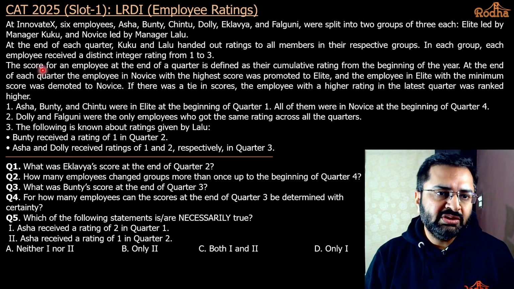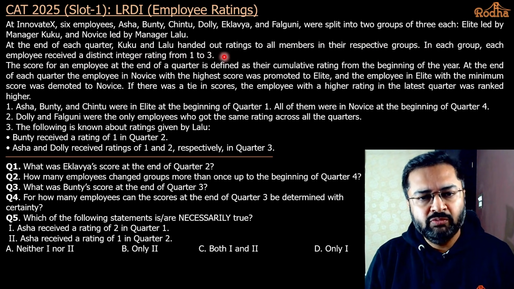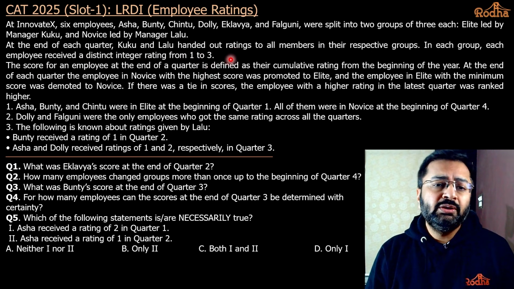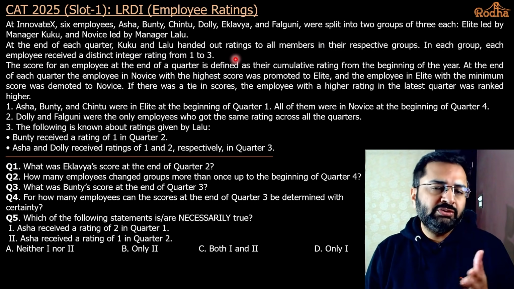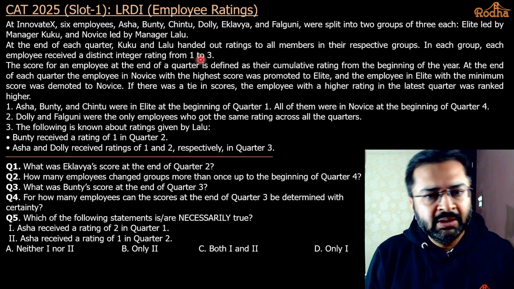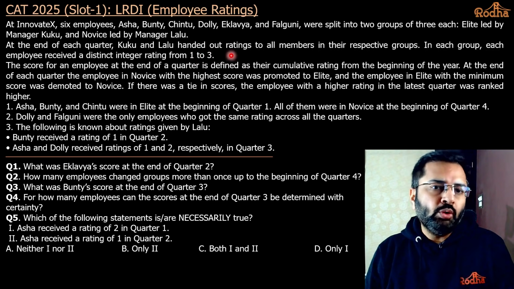In each group, each employee received a distinct integer rating from 1 to 3. So the situation is like there are 2 groups, 3 people in each group, and the ratings would be different. So no 2 people would get the same rating, and the ratings are 1, 2, or 3.